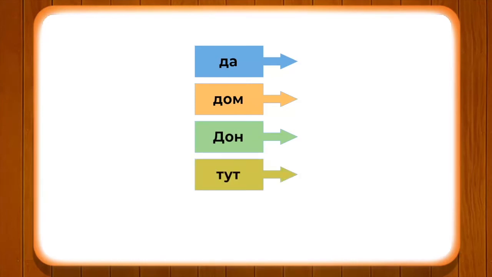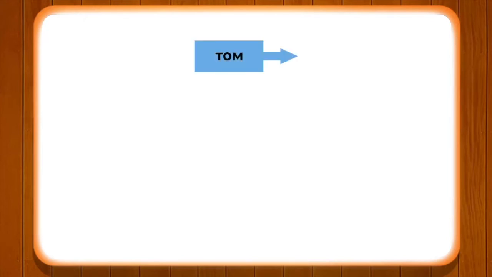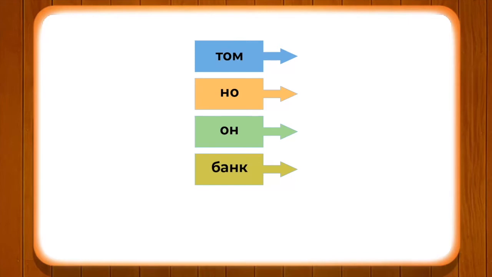In tooth, the stress is on u. In the word tam, the stress is on a. Likewise in tom, it is on o. In no, it is on o again. In on, it is on o again, and in bank, it is on a, and on u in the last word. So, I hope you will remember these important aspects of Russian phonetics while learning them.